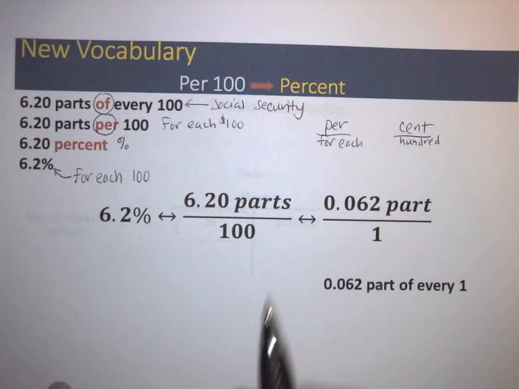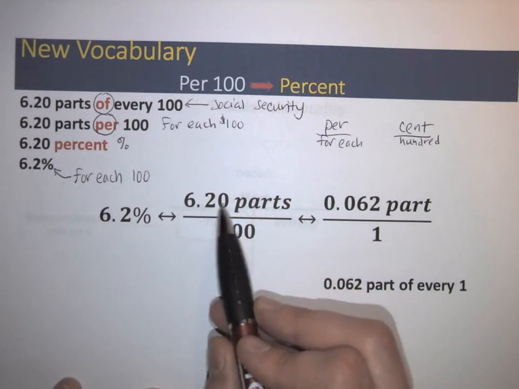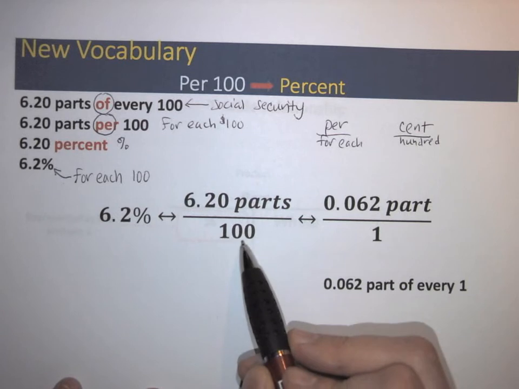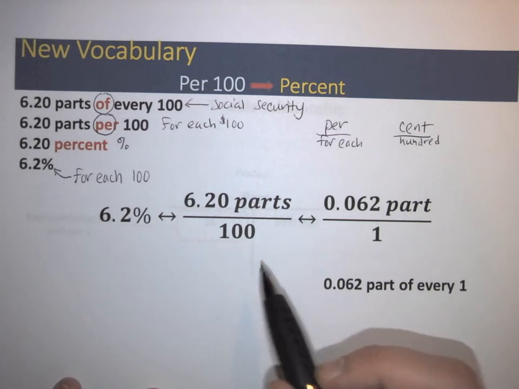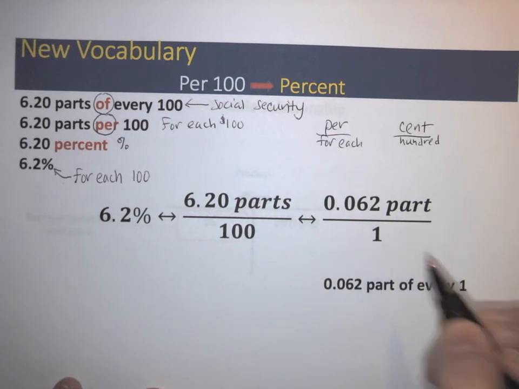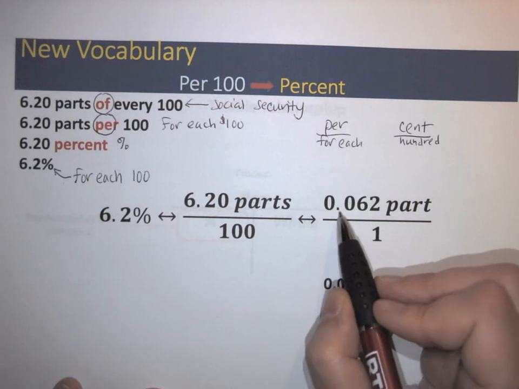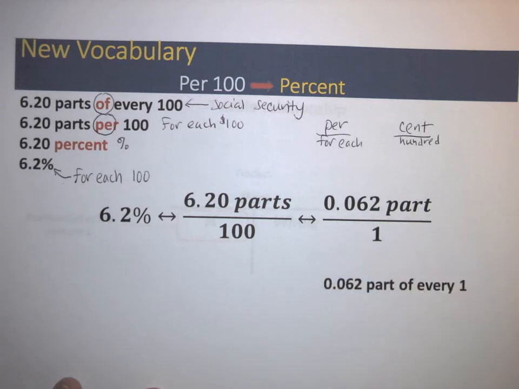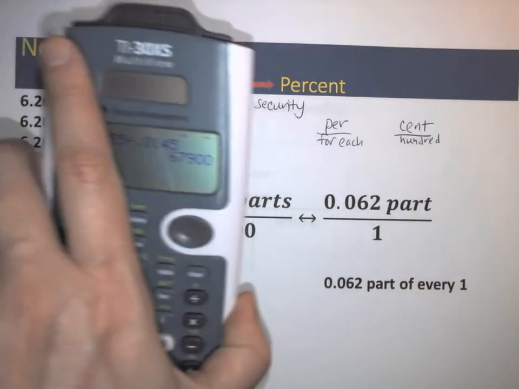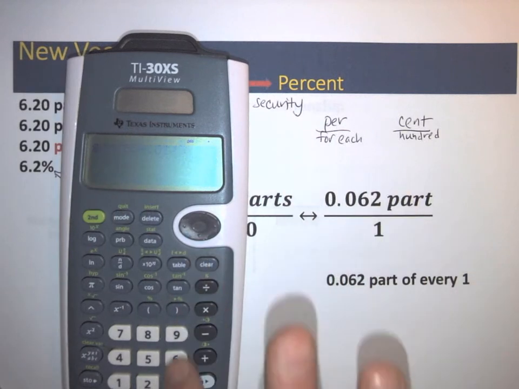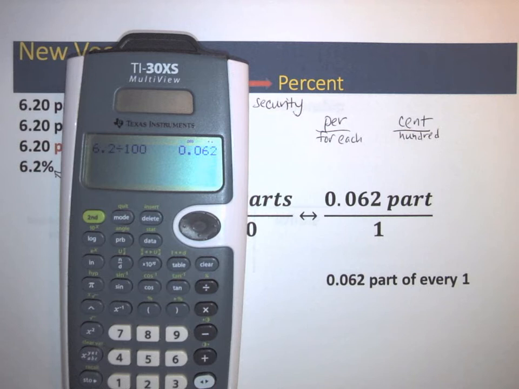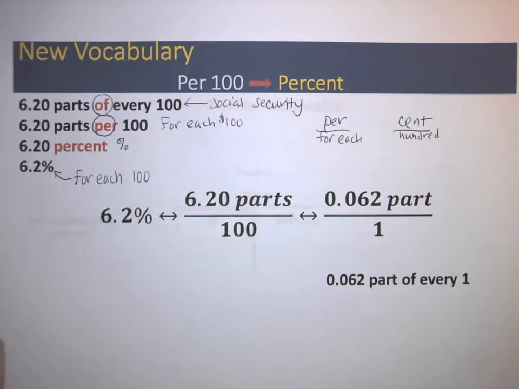It just means 6.2 for each 100. And that's what a percentage is. 6.2% is equivalent to 6.2 parts out of 100. And if we break that down into the dollar unit like we did before, that's equal to 0.062 parts out of 1, and that's the same as saying 6.2 divided by 100. So when we're talking about percentages, we're just talking about things out of 100.